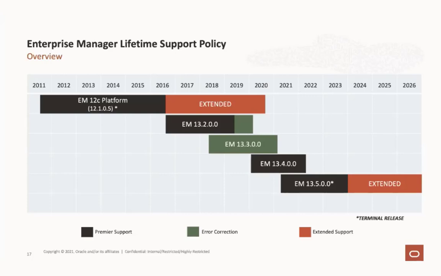13.2 is already out of support. Again, we are not releasing any more PSUs or bundle patches. So the potential impact here is that 13.2 customers should also think about moving to 13.5, considering they don't have the direct upgrade path supported. So they should definitely plan for upgrading their 13.2 to 13.4, and then from 13.4, they can upgrade to 13.5.